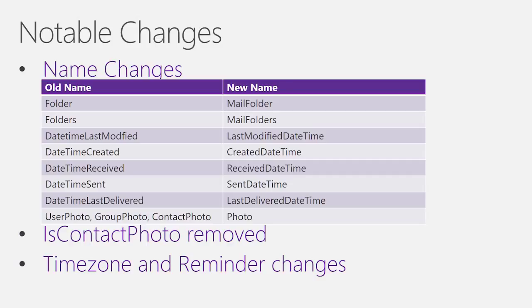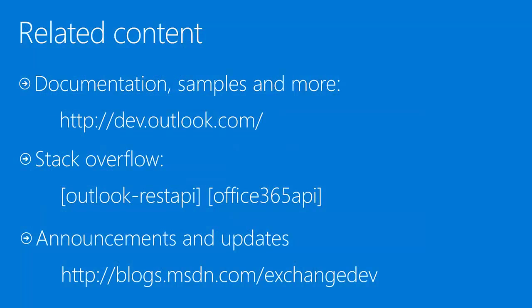Within name change, as you can see, a bunch of property and entity names have been changed. For example, folder entity has been renamed to mail folder, and all datetime property names have been updated to have datetime show up at the end of the name. For example, datetime sent has been renamed to sent datetime. User photo, group photo, contact photo has been updated to just photo. Is contact photo has been removed from file attachment. Now there are also a few other changes to time zone, reminder, and notification features. For the details, I would ask you to look at the dev.outlook.com site.